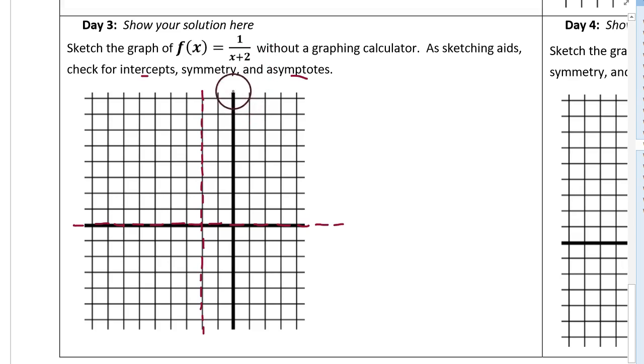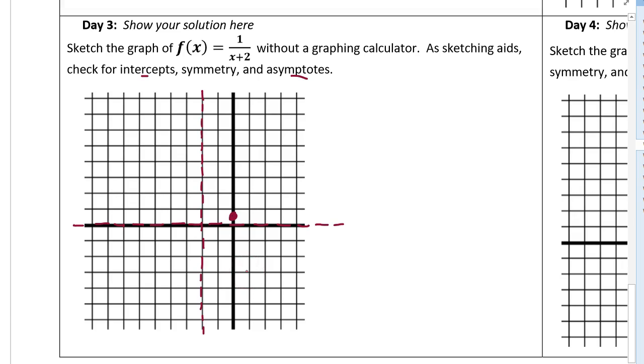Now, what about the y-intercept? Will a branch cross the y-axis anyplace? To figure out the y-intercept of a function, you replace x with 0. So if you put a 0 right here, you have 1/2. There is a dot at 0, a half. And so I'll put that dot on there with my red pen. That's not a lot to go on as far as locating the branches.